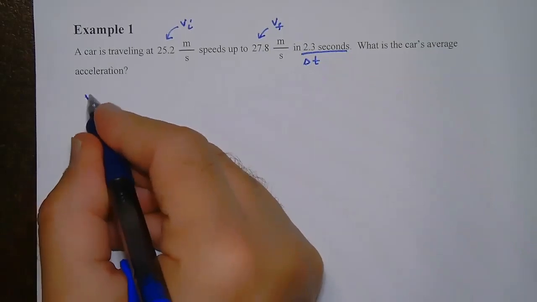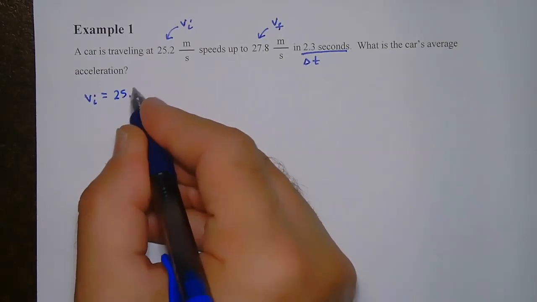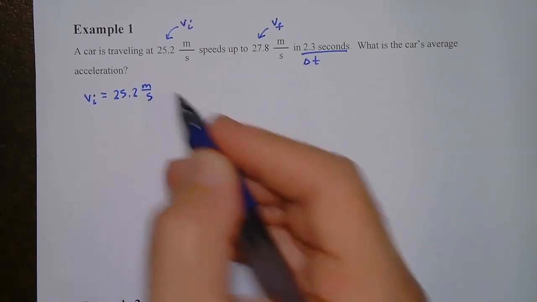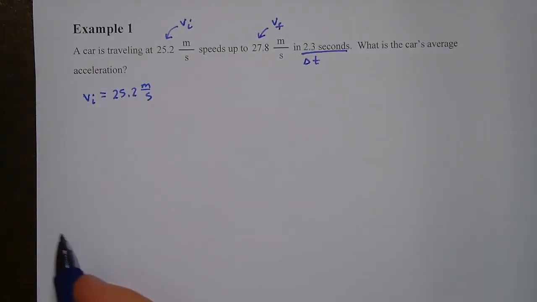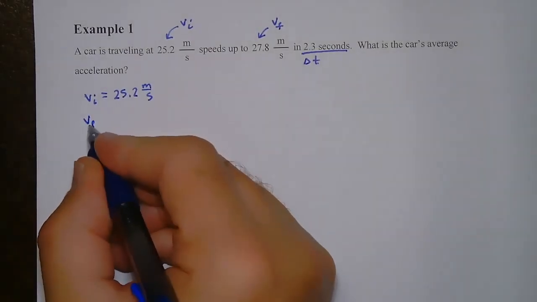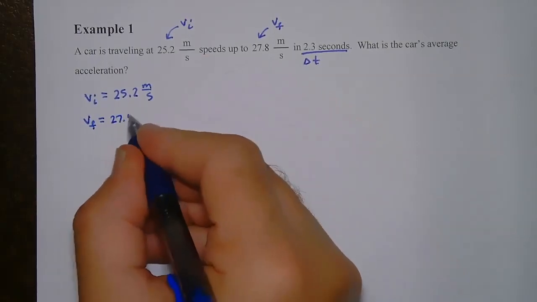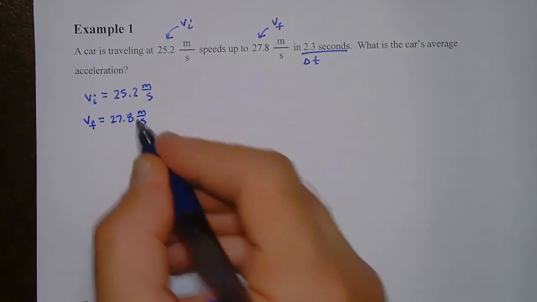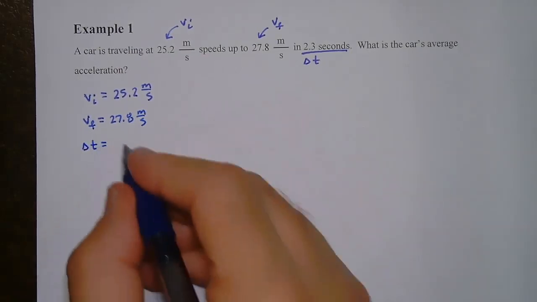So I know V sub I is this 25.2 meters per second. You want to get in the habit of writing this stuff down like a column of everything you know, because these problems are going to, in the next week or so, get harder and harder and harder. So then V sub I is this, and then V sub F, which is the final velocity, we sped up to this, so 27.8 meters per second. And we know our delta T is equal to 2.3 seconds.